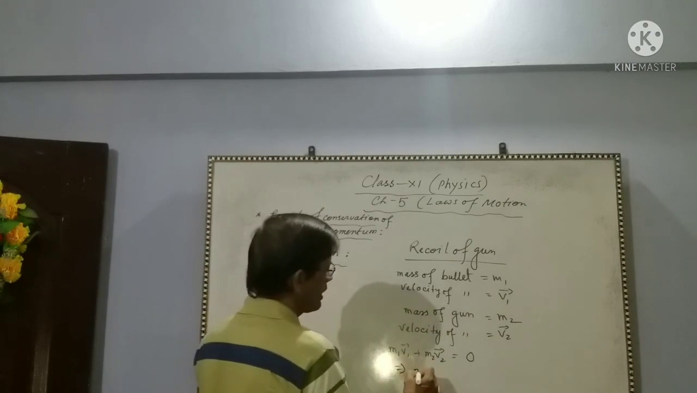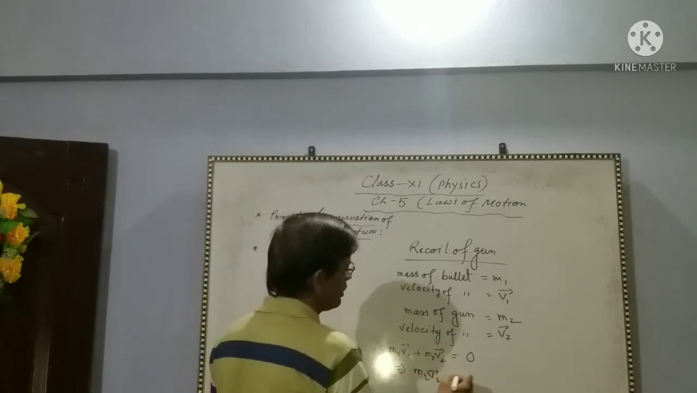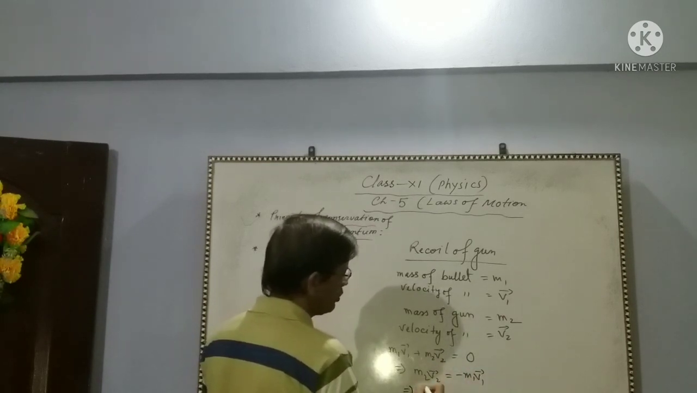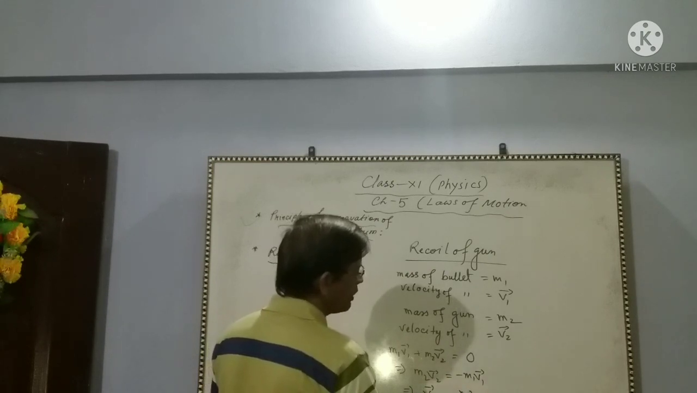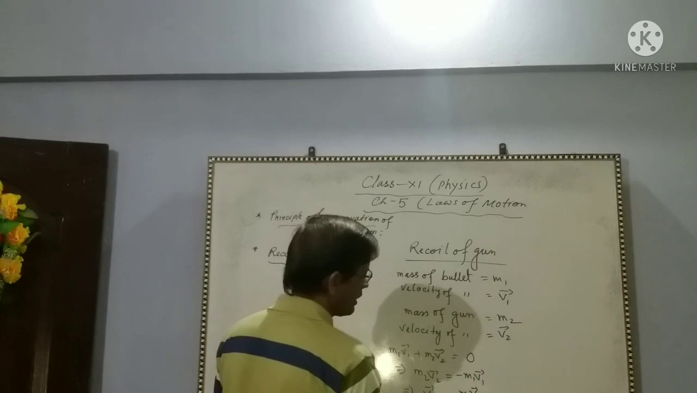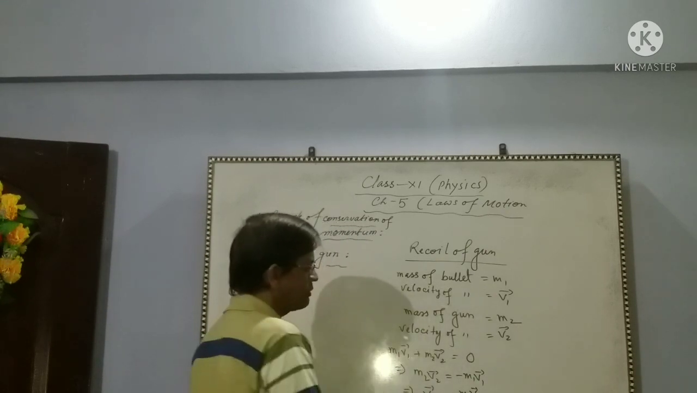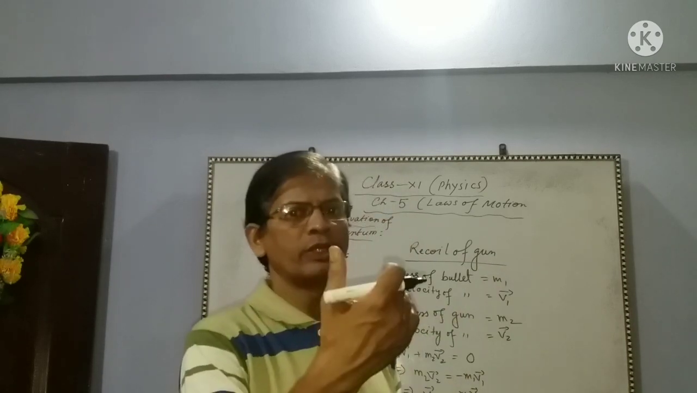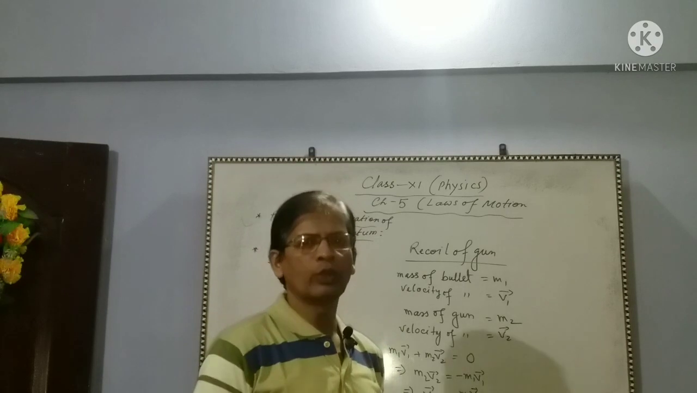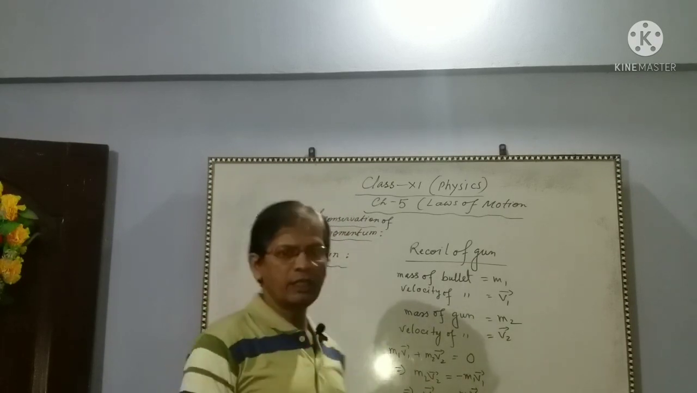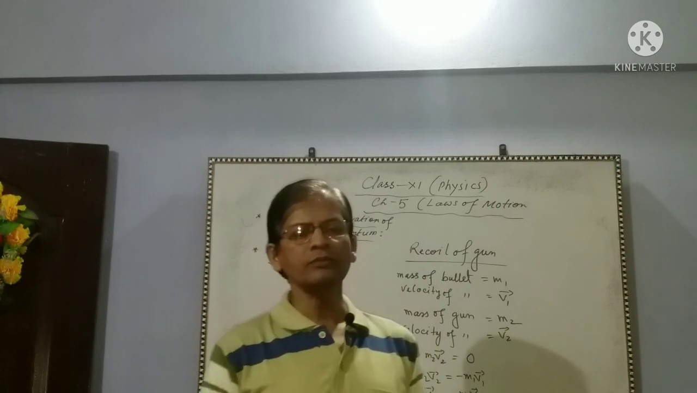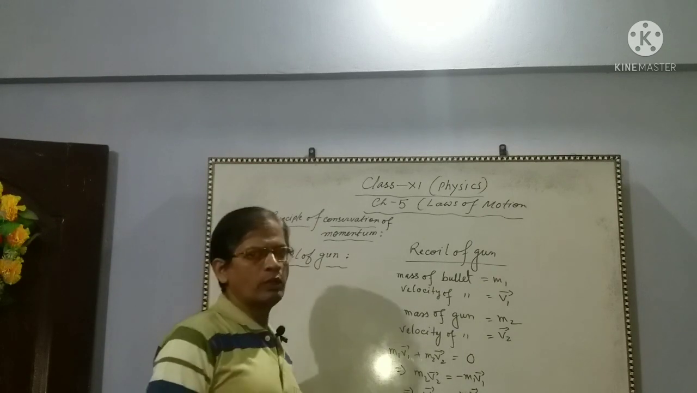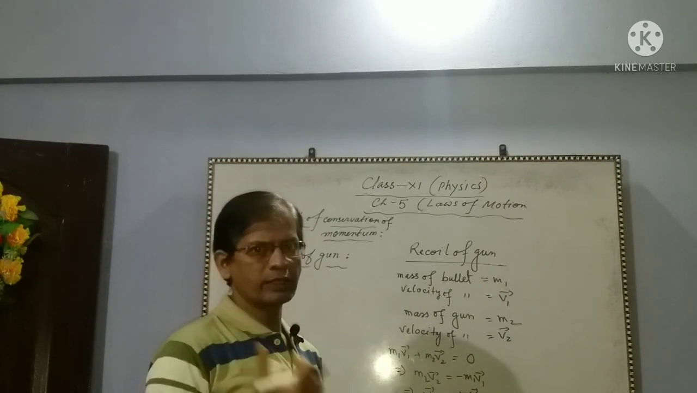From this, m2 v2 equals minus m1 v1, that means v2 equals minus m1 v1 by m2. The negative sign indicates that in whichever direction the bullet is moving, the gun will move in the opposite direction, and this is called the recoil of the gun. Recoil of the gun means it moves in the backward direction.